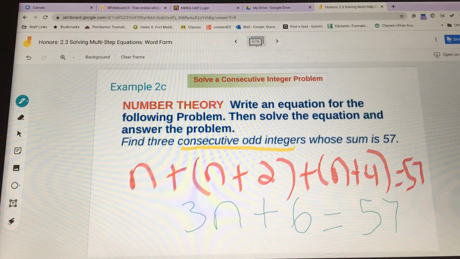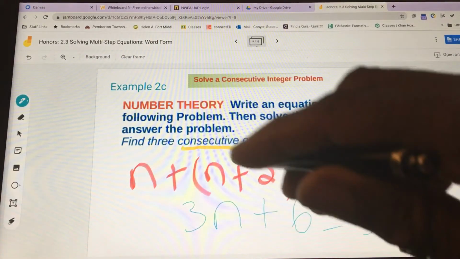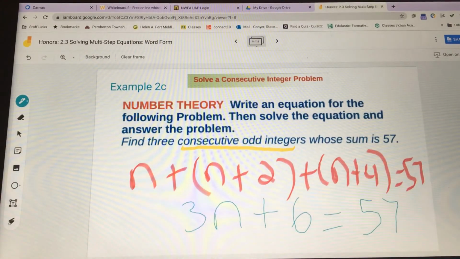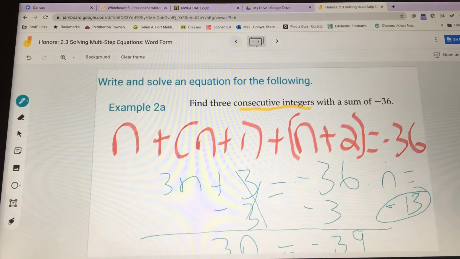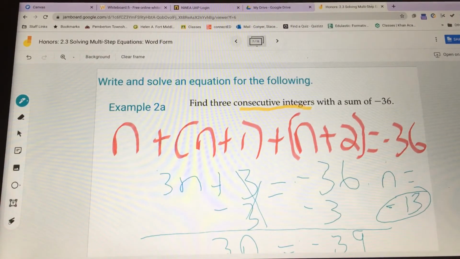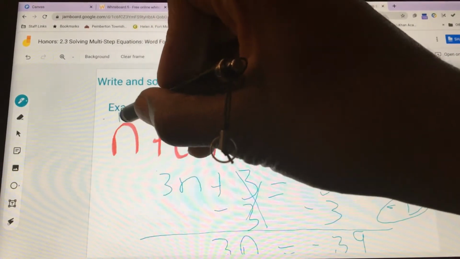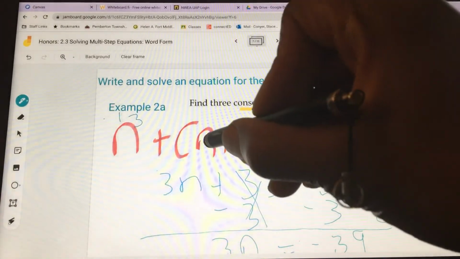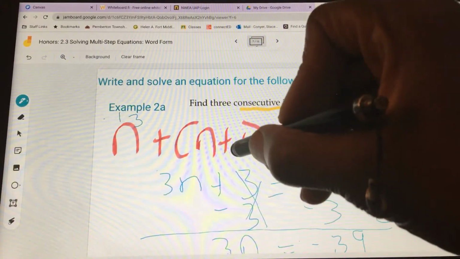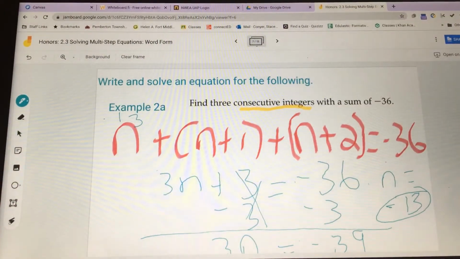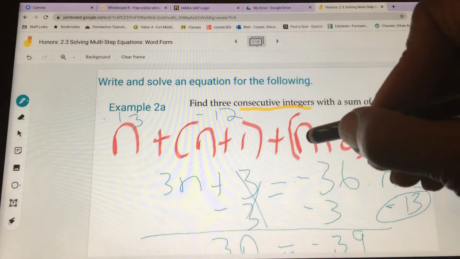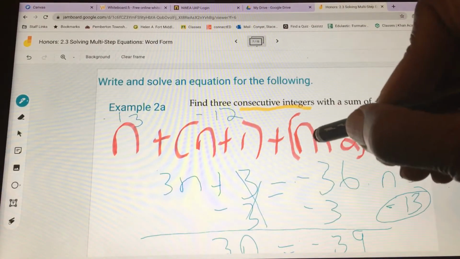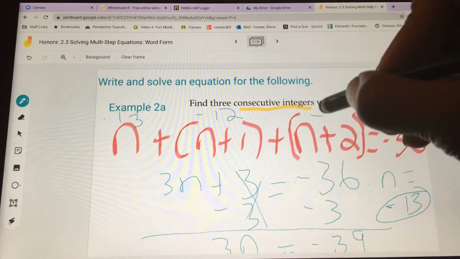Once you solve it, you will have to substitute your answers back in to get the 3 numbers. For example, I hope I'm not confusing you, I'm going back to this one. We know that n is negative 13, right? That will go here. That's negative 13. Then this one here is negative 13 plus 1. That's how you get your next number, which is negative 12. And then this one here is negative 13 plus 2, which is negative 11.